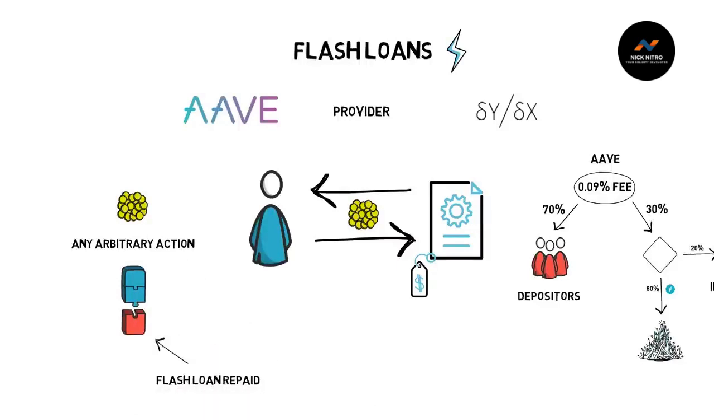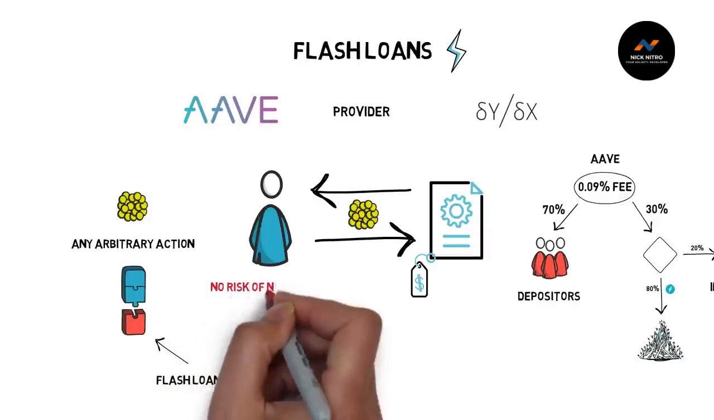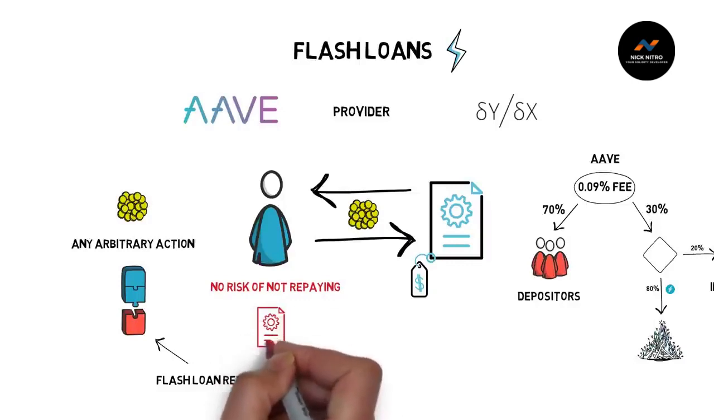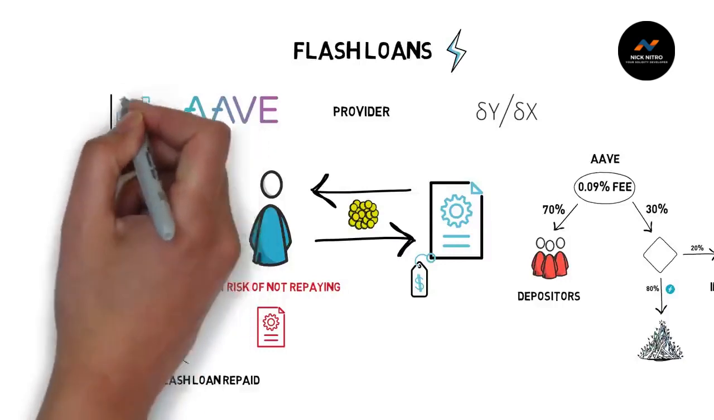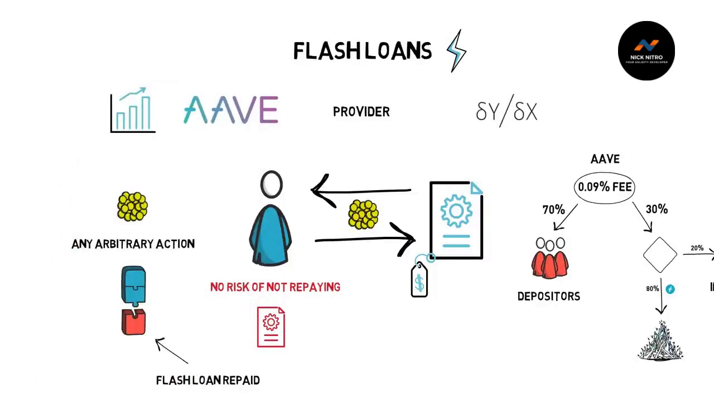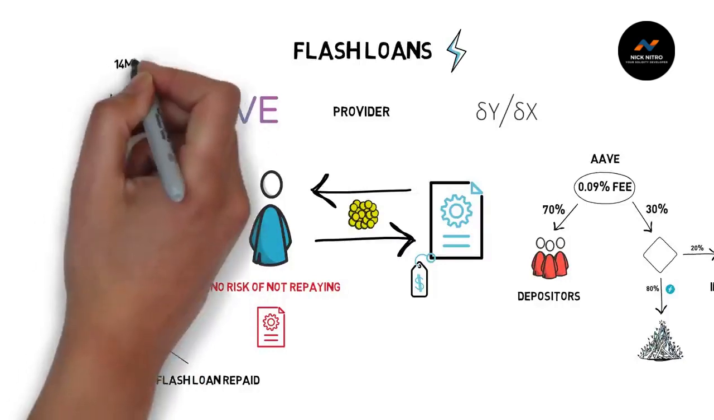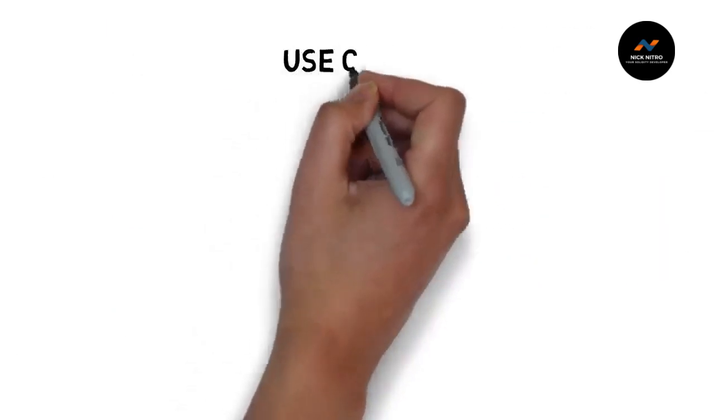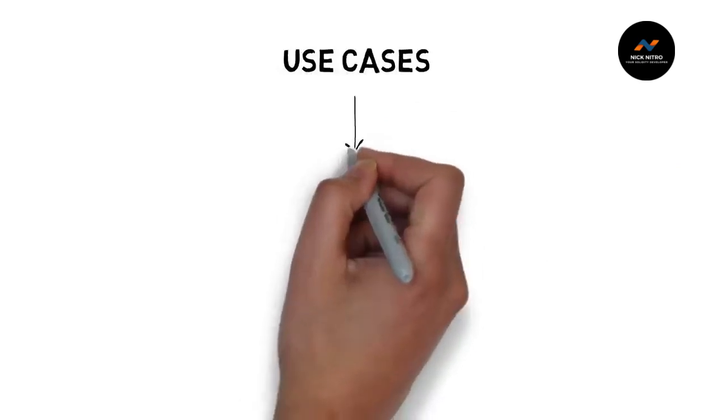Because the loan has to be repaid within one transaction, there is no risk of borrowers not repaying their borrowed amount. The only risk is the always present smart contract and platform risk. Flash loans are becoming more and more popular, with some of the users borrowing as high as 14 million DAI on Aave. There are three most common use cases for flash loans.